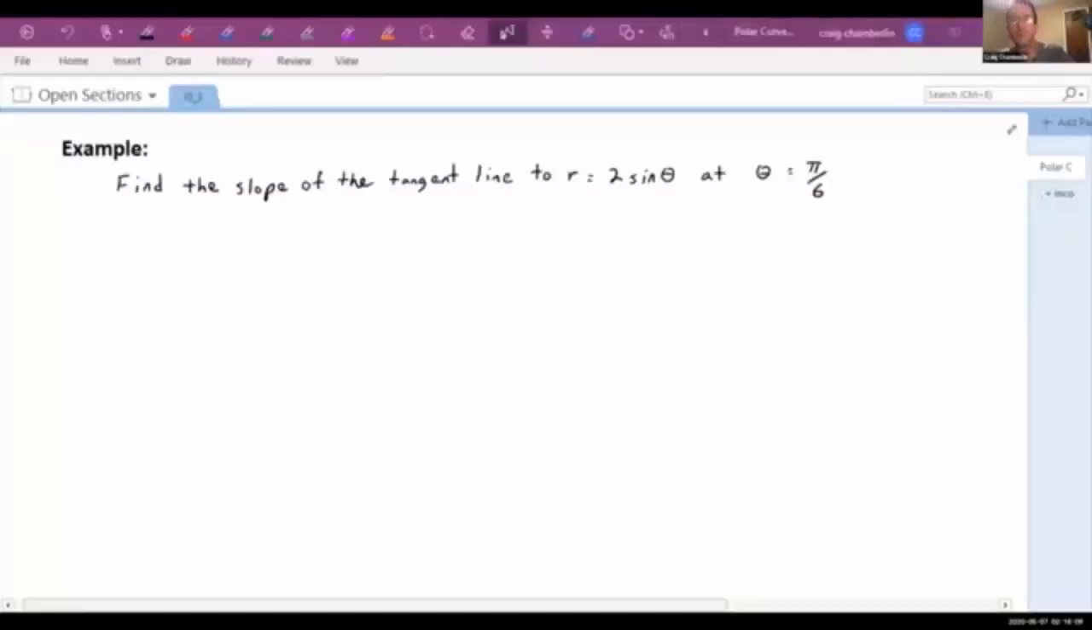Okay, so what you're about to see is the end of 10.3. 10.3 is where we started studying polar coordinates. So now we're going to introduce a little calculus here. So look at what this one says.